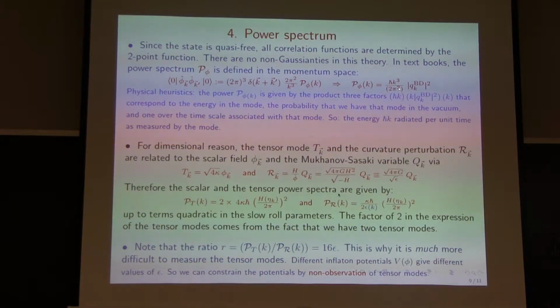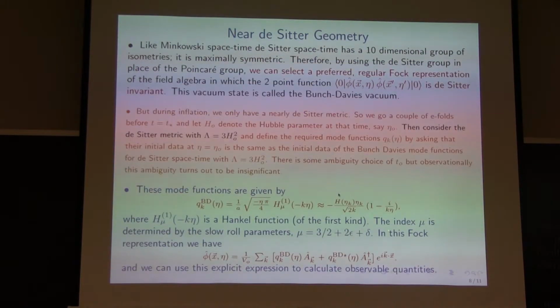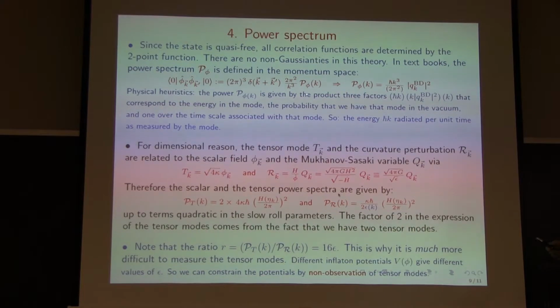You can calculate what it is, and it turns out to be precisely h bar k cubed. Therefore, this k cubed cancels this k cubed, and the power is just given by h bar times k cubed times the absolute value of q_k, the Bunch-Davies mode, squared. We just saw last time that we got these modes, q_k, the Bunch-Davies modes, which evolve in time, and we're now calculating the power spectrum.